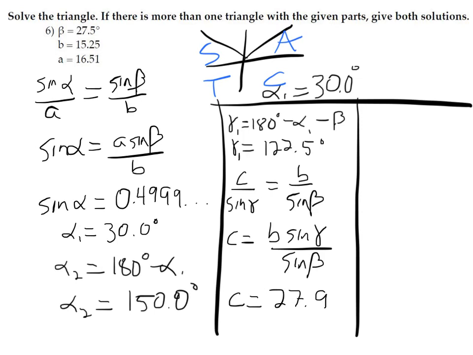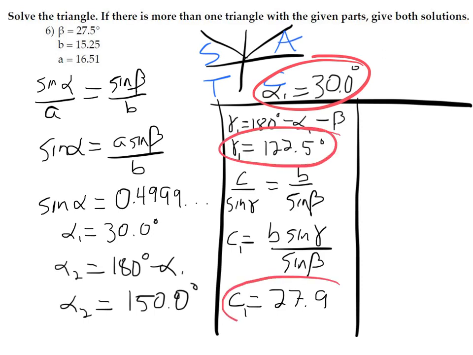Now, what we have here is alpha 1, gamma 1, and C. I should write that C1. Great. Let's make sure we can see those. That's one solution. Solving these triangles is finding the three missing pieces. But we also have potentially an alpha 2. We don't know if this will work, but we've got to try.